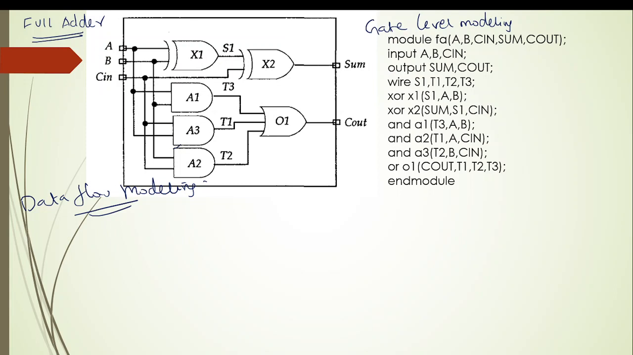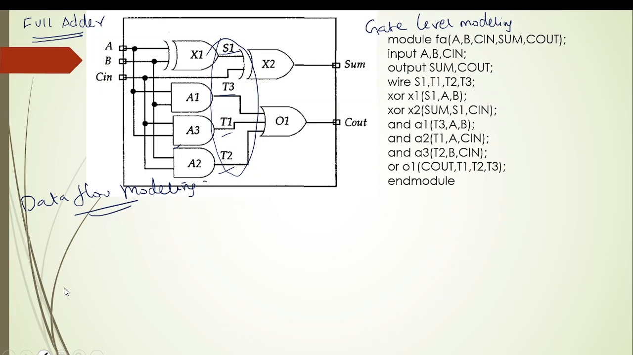In this diagram, S1, T3, T1, T2 are all intermediate signals, which are not connected to any of the inputs or outputs. So we call these intermediate signals. What should I do if I have an intermediate signal in the diagram? That is the important thing you should understand here.